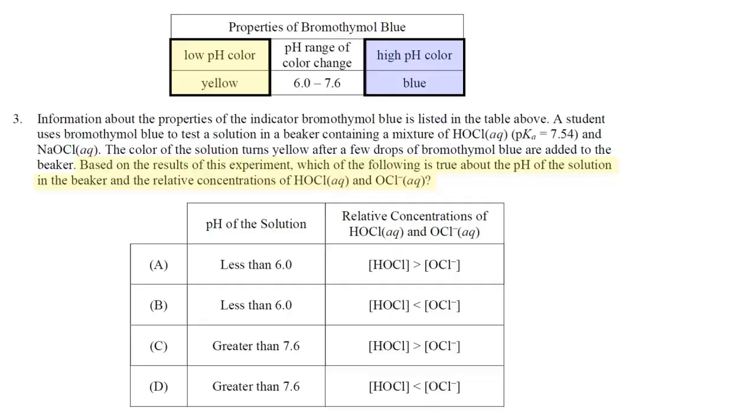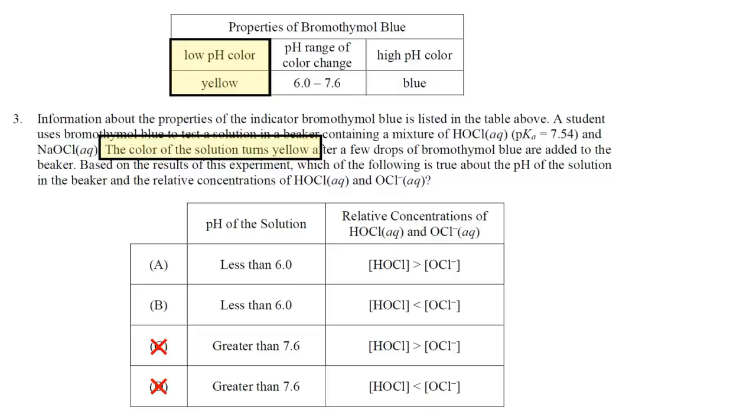But the experimental data tells us that the color of the solution turns yellow, which means that the pH range of the color change goes from 6 to 7.6. Therefore, a yellow color would indicate that the pH of the solution is less than 6. So we can eliminate choices C and D. The correct answer is either choice A or B. The pH of the solution for the low pH color, yellow, would be less than 6.